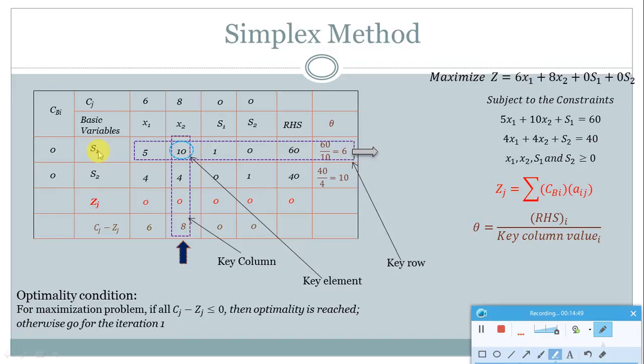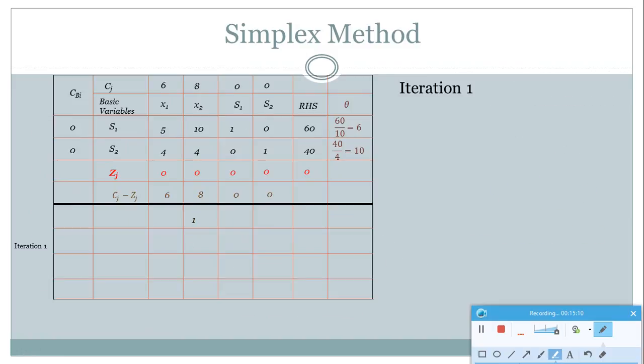So for iteration 1, the new variable which is going to enter into the basis will be x2, at the place of the previous variable S1. So instead of S1, x2 will enter the basis in iteration 1. So let's start iteration 1. S2 we will keep as it is with its coefficient 0. The new entering variable is x2, its coefficient is 8.